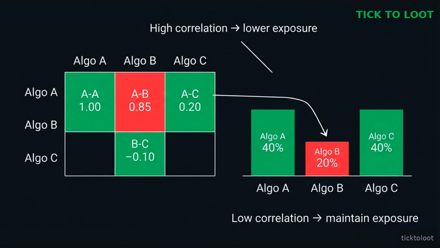Visually, you can see a bar chart where the bar for Algo B shrinks after you notice the 0.85 coefficient. This adjustment reduces the chance that a single market swing wipes out two of your bots at once. The key takeaway: use the matrix as a traffic light. Red numbers, close to 1 or -1, signal you should trim position size. Green numbers, close to 0, let you keep or even increase exposure. By integrating correlation into your risk management, you build a more balanced and resilient trading system.